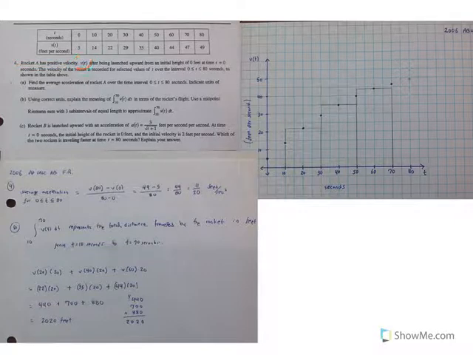So we have rocket A has positive velocity v of t after being launched upward from an initial height of 0 feet at time t equals 0 seconds. The velocity of the rocket is recorded for selected values of time over the interval from 0 to 80 seconds as shown in the table above. So this is an example of a problem in which a function is represented by a table of values, and we say this function is represented numerically for that reason, with ordered pairs.